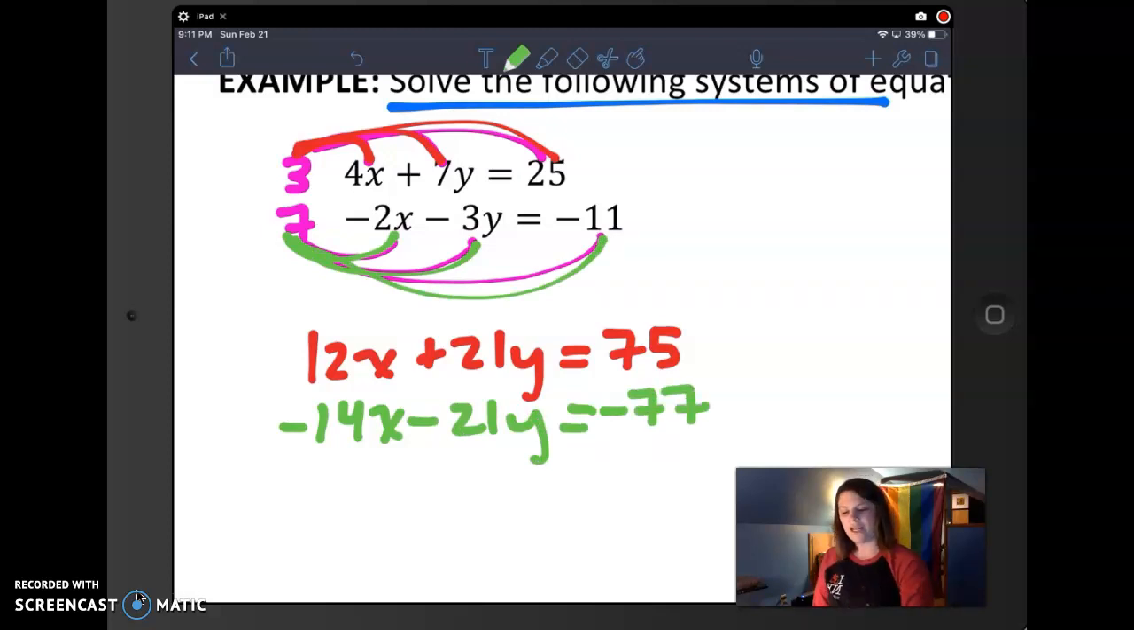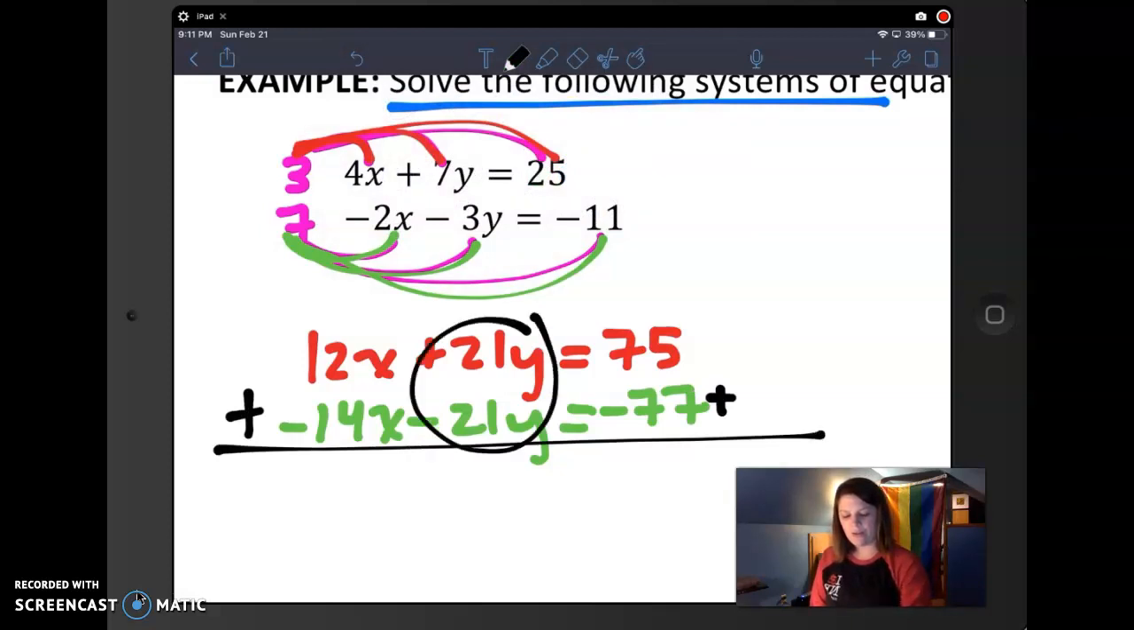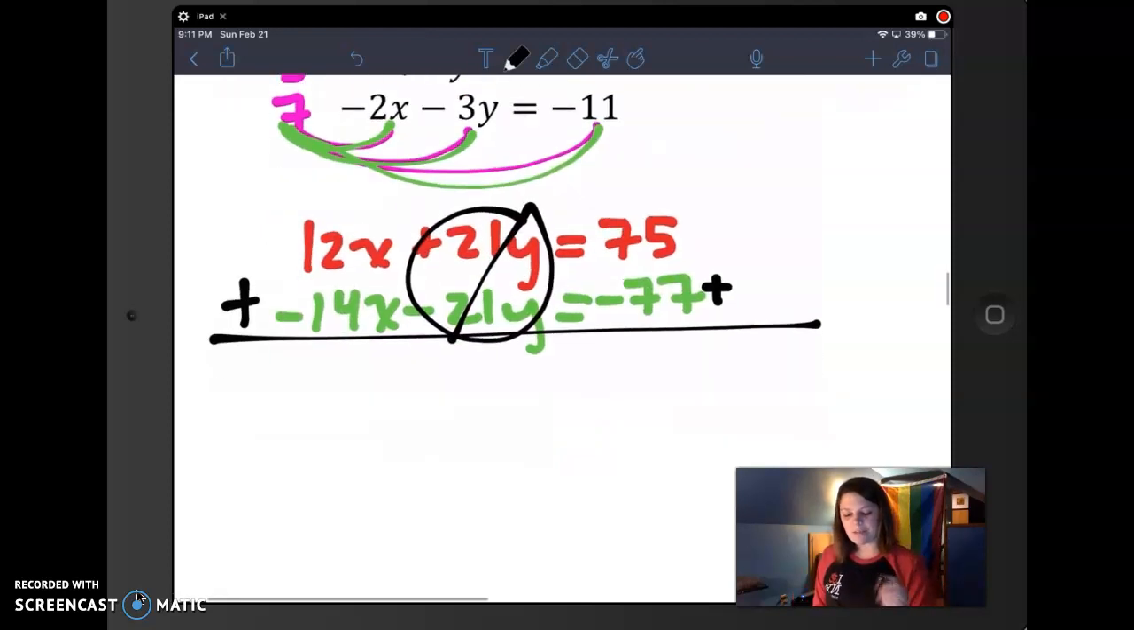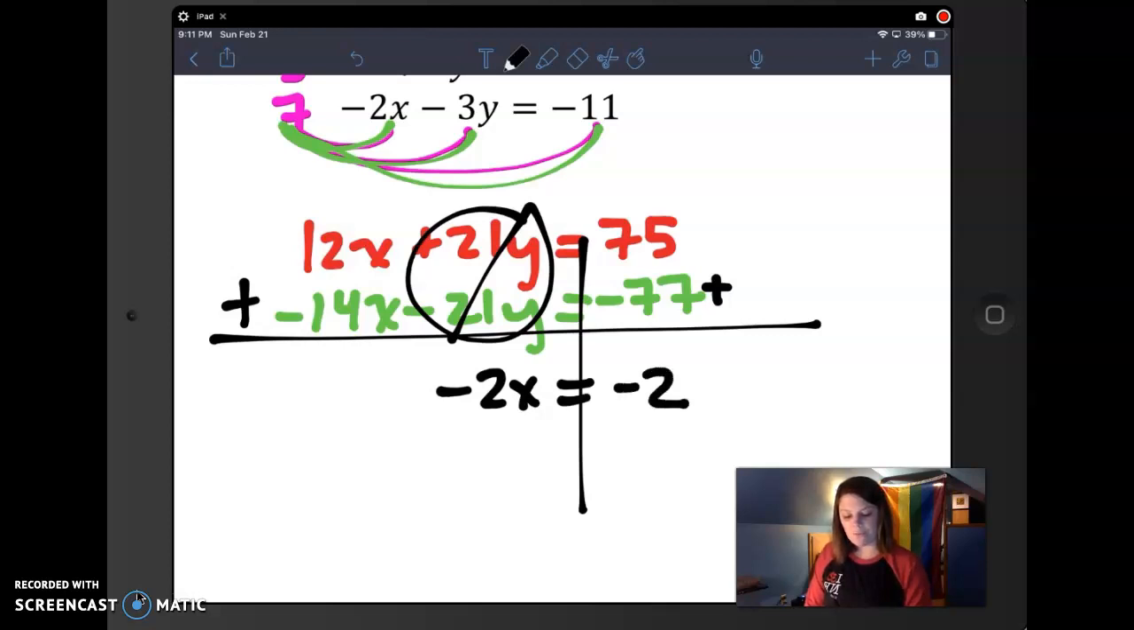We have a negative and a positive, but they are the same number for the y's. And so when that happens, poof, we eliminated it, and that's what we wanted to have happen, because elimination is the name of the game. Okay, so adding top to bottom, 12x plus negative 14x is going to give us negative 2x's. 75 plus negative 77 is going to give us negative 2.